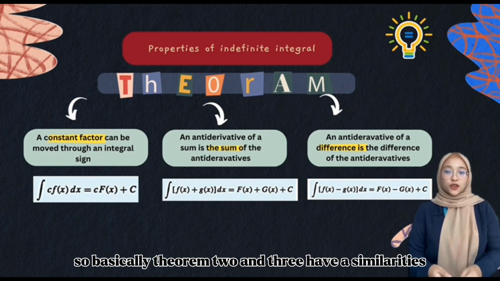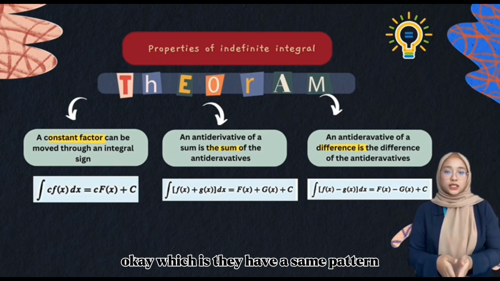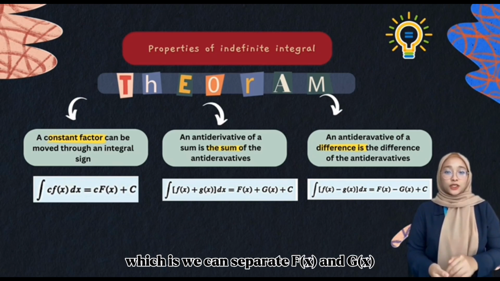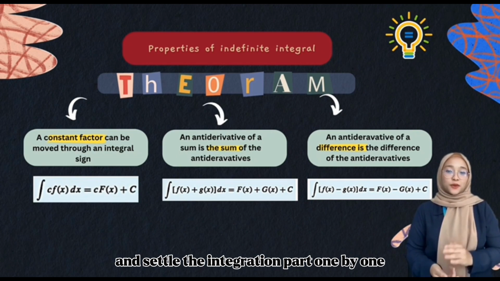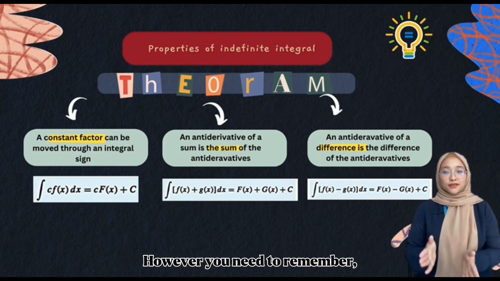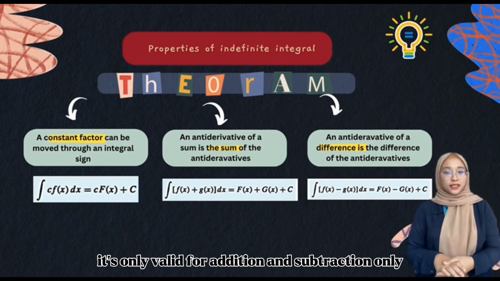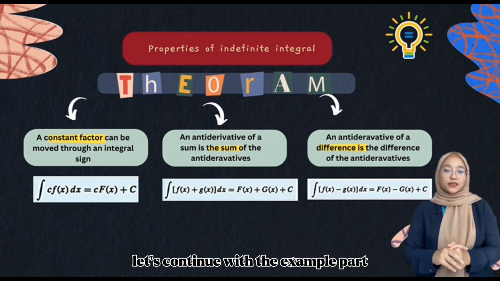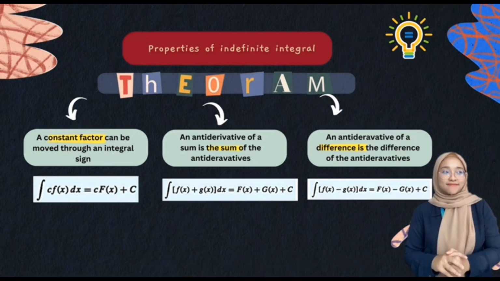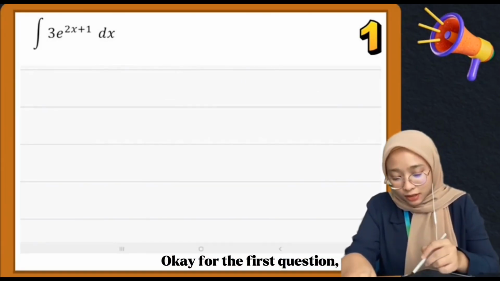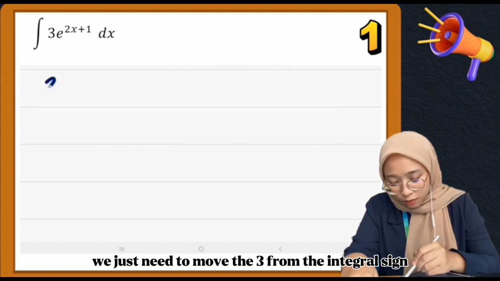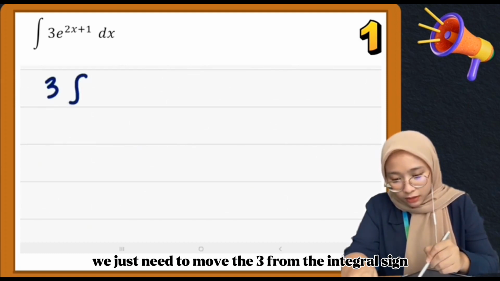Basically, theorems 2 and 3 are similar, they have the same pattern, where we can separate f(x) and g(x) and settle the integration part one by one. However, you need to remember it's only valid for addition and subtraction. Without further ado, let's continue with the example part. For the first question, we just need to move the 3 out of the integral sign.